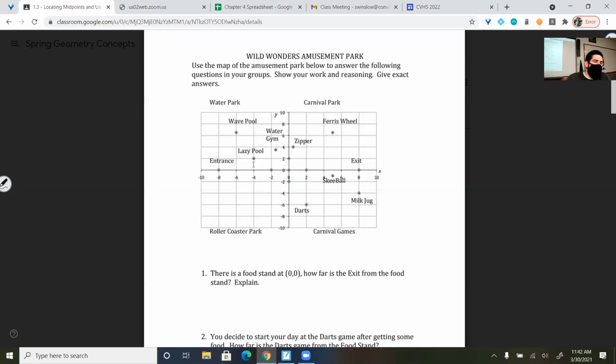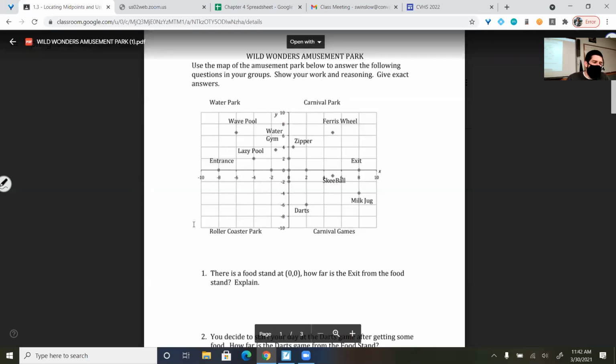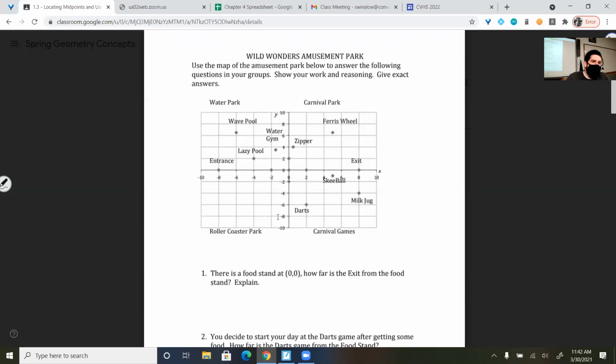Down here in quadrant 3, unfortunately, it's under construction. This is the roller coaster park. They had a person that fell out due to safety harness reasons. They had to rebuild the roller coasters. We'll get to that problem later on. And then quadrant 4 is the carnival games. That's where they really like to take your money, and you can play carnival games down here.